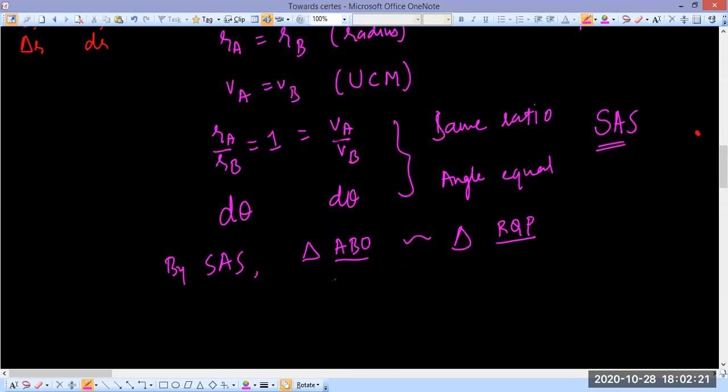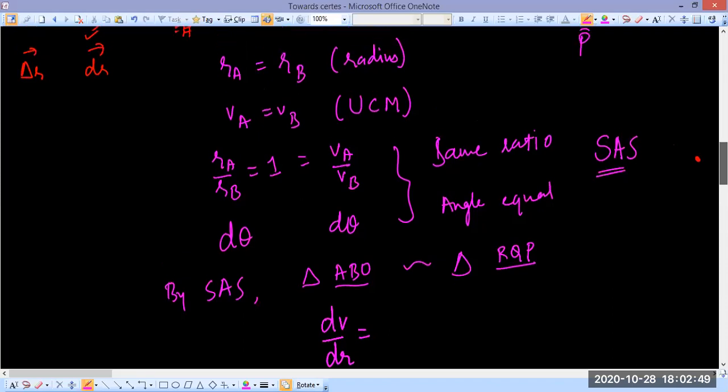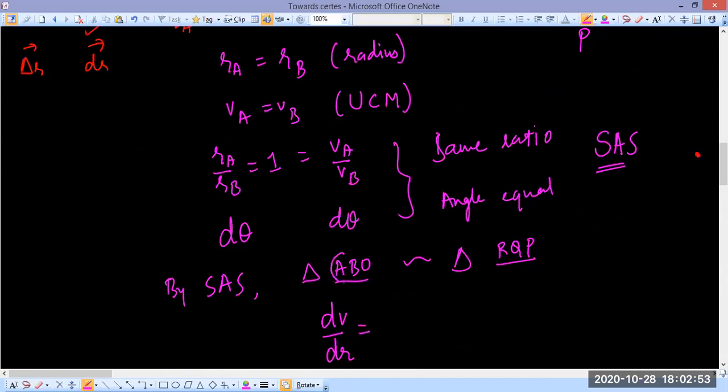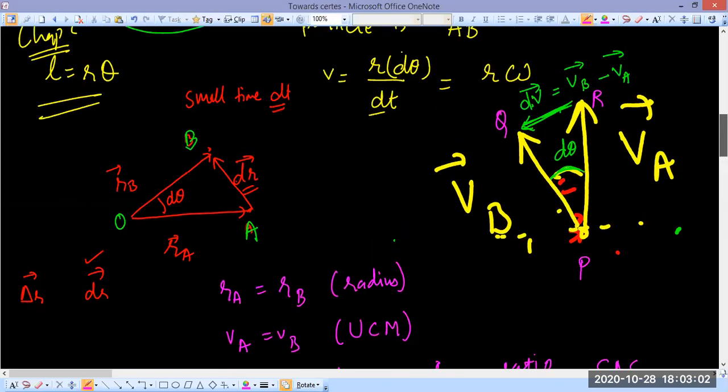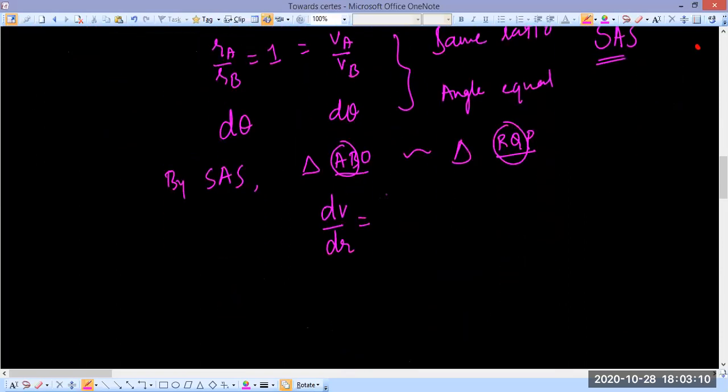Okay, so now if we use this idea, then do you realize that we can write this as dv upon dr is equal to, corresponding sides AB upon RQ, બરાબર ને? dv upon dr, AB upon RQ, is equal to, sorry, is equal to BO upon PQ or OB upon PQ.